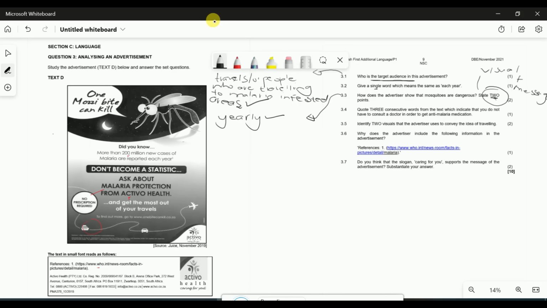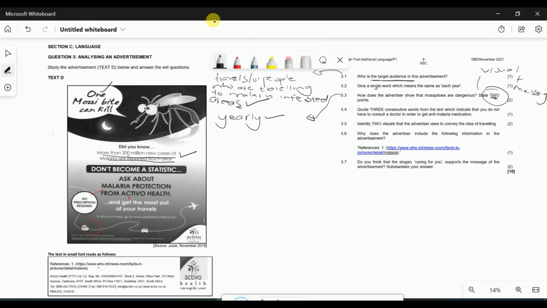You can say the message, one mosquito bite can kill. Actually, it shows the danger, and you can even include that the words are bolded to show that you thoroughly understand advertisement concepts. Or you can also talk about the message where it says that more than 200 million new cases of malaria are reported each and every year. You can include that. So these two are best suited to talk about the message.